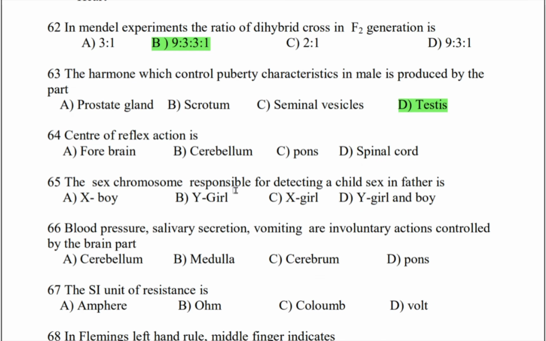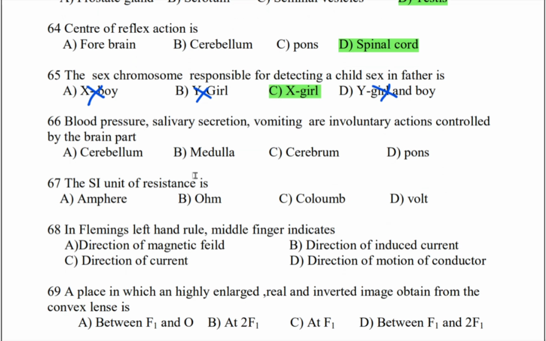Next question. The hormone which controls puberty characteristics in male is produced by the part testis. Testis produces the hormone testosterone. Center of reflex action is spinal cord. The sex chromosome responsible for determining a child in father is, option A is incorrect, option B is also incorrect. Therefore, X means it is girl, Y means it is boy. The correct option is option C. Blood pressure, salivary secretion, vomiting or involuntary action is controlled by medulla.